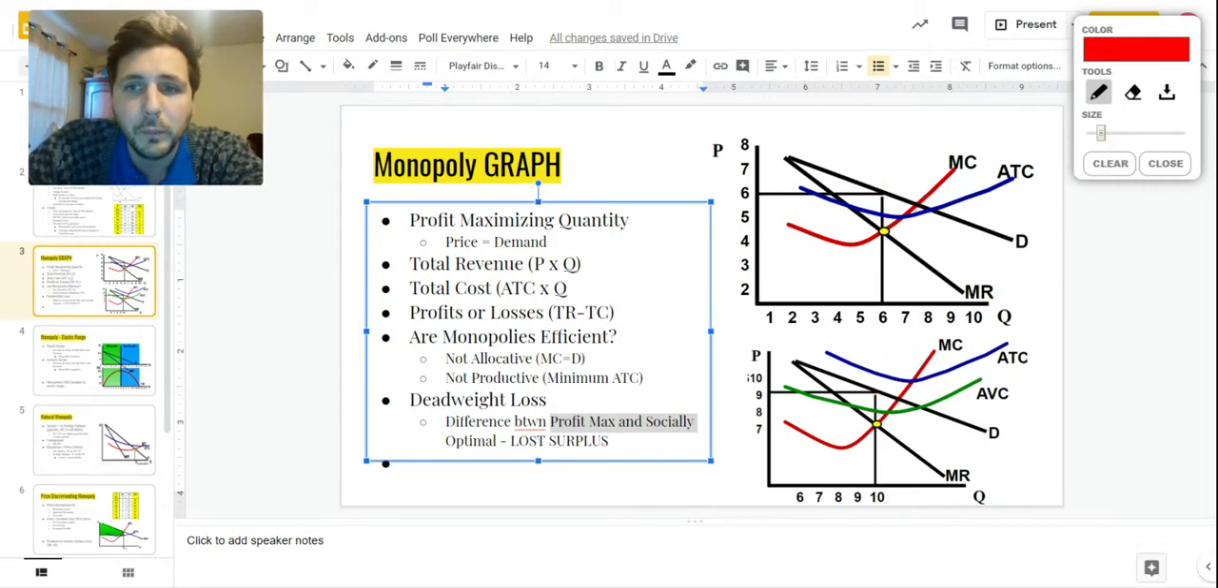So where is our deadweight loss? It is going to be this triangle to the right. It used to be a part of consumer and producer surplus, but now it is neither. That's how you find your deadweight loss, cut off by this quantity here, and the distance between that quantity and the socially optimal quantity at sneaky supply equals demand.